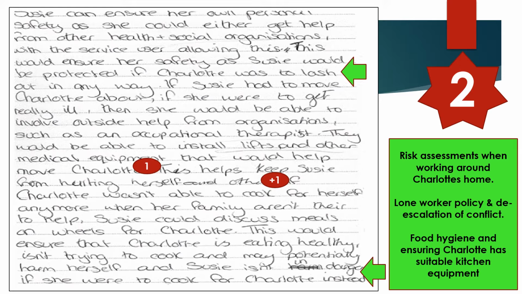There are some potential areas here. Talking about Charlotte lashing out, they could have talked about a risk assessment when working around Charlotte's home, following the lone worker policy, and de-escalation of conflict to keep her safe. With the food, they could have brought in food hygiene standards. They could have talked about whether Charlotte has a suitable, safe kitchen to cook in. So there were some potential hints of things that could have been developed or extended to push that mark up. But 2 out of 8 for this one.